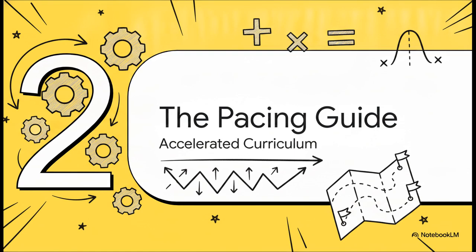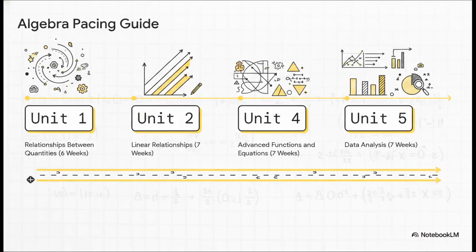Section 2. The Algebra Pacing Guide. Now we'll map out the accelerated curriculum. The rigorous progression of these early units requires a massive time investment. We start with a solid 6 weeks focused entirely on relationships between quantities, and then the curriculum demands a heavy 7-week commitment each for linear relationships, advanced functions and equations, and data analysis. So yeah, this maps out a highly structured long-term commitment.